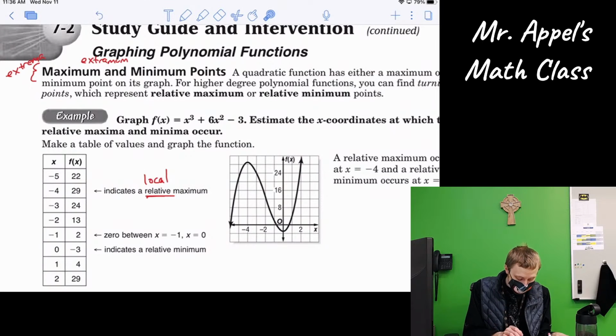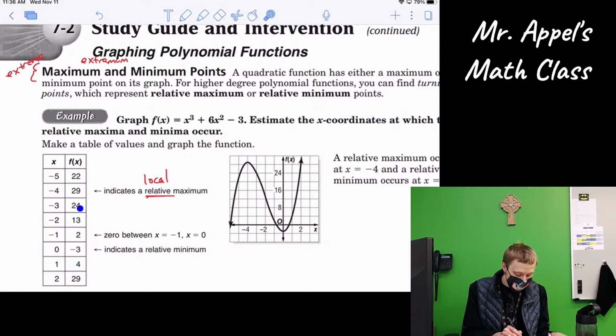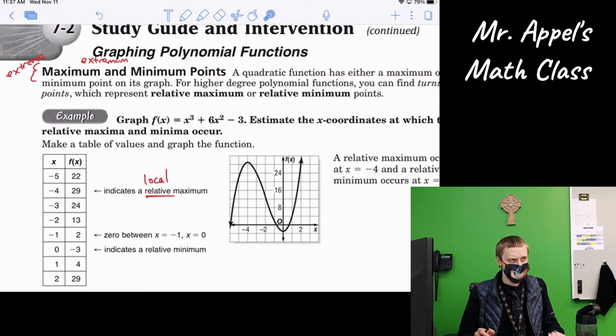And so you can kind of see that plotting 22 to 29, that's an increase. 29 to 24, well, that's a decrease. It went up and then it came back down. So that's a good sign that, hey, this should be a relative maximum. So you can check those both on the table and on the graph itself. All right? Okay, questions there?